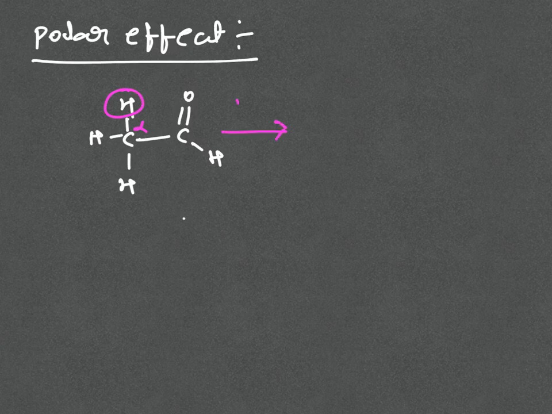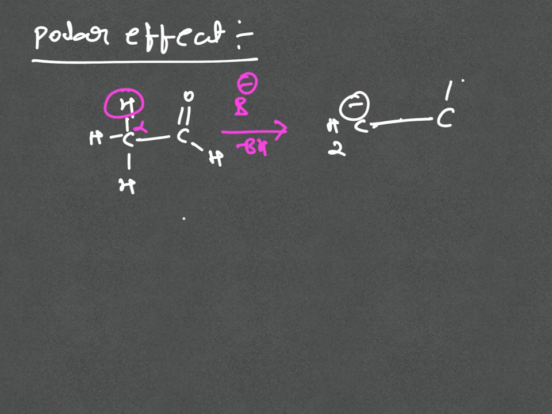If we add a base, it will abstract the proton, which forms BH, and a carbanion is generated. I am writing here the remaining two hydrogens, the negative charge, and we have C double bond O H. And we know that carbonyl compounds are polar. The C double bond O group is a polar group. Carbon and oxygen are two different electronegative elements. Oxygen is more electronegative than carbon. So here the bond polarity will be present in this fashion.